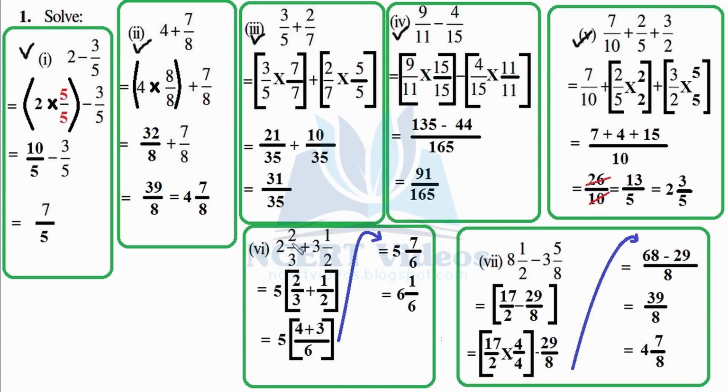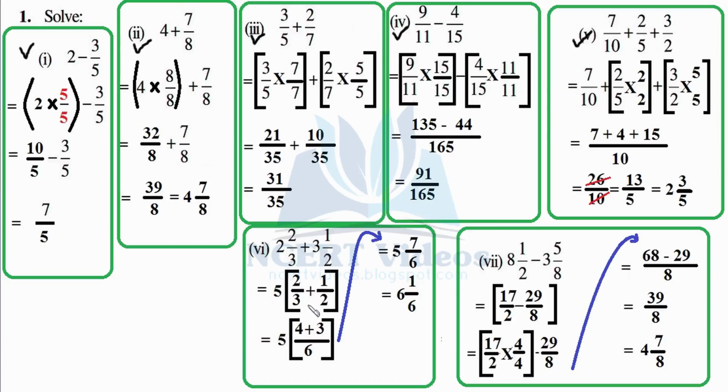Now the sixth part, 2 and 2 by 3 plus 3 and 1 by 2. The easy way is to just add the whole parts. 3 plus 2 is 5, and write the fractions separately, 2 by 3 and 1 by 2, with the sign in between, that is plus. Now we will solve this bracket first of all because of the BODMAS rule, 5 as it is.